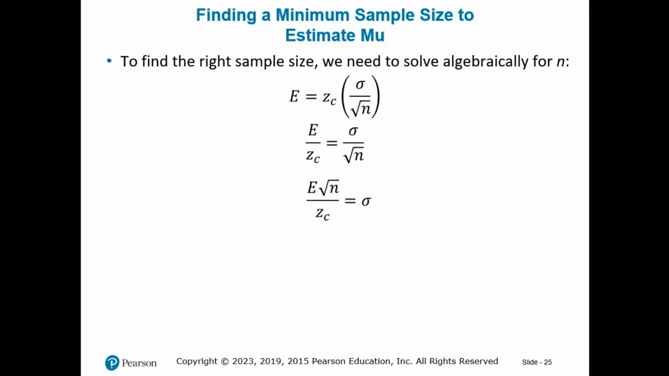After that, it's all about isolation. I'm going to do a few things at once in this next step. I'm going to multiply through by z sub c and divide through by E. My last step is to square both sides. And there we are. This is our formula for finding the minimum sample size needed.